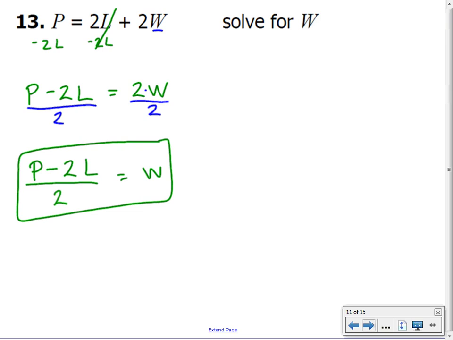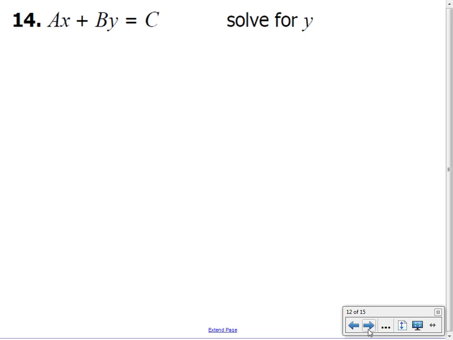Okay, just a few more. For 14, very similar to the previous one, but instead of having 2's in front of the variables, we have more variables. So we're trying to solve for y. The ax is being added to the y, but the b is multiplying y. So remember, we have to undo addition first. So we're going to subtract ax from each side.